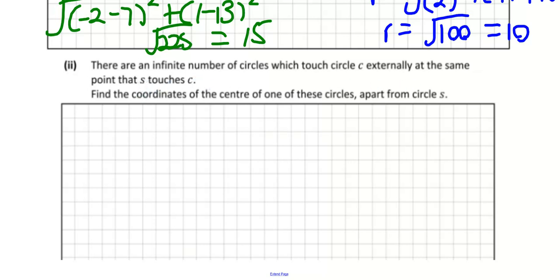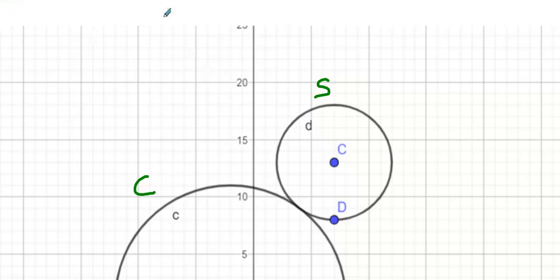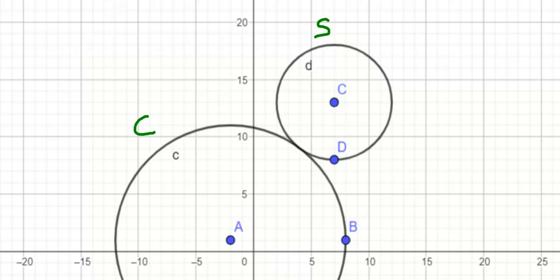So what that basically means is we're going to touch C externally. See the big one? So here's what I'm going to do. I'm going to link these in a line. So see this line here? See this line from S to C? Yeah, see that line? I can put any circle I want on this line. Doesn't matter if it's bigger or smaller.